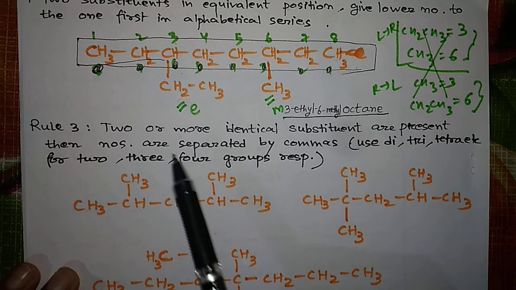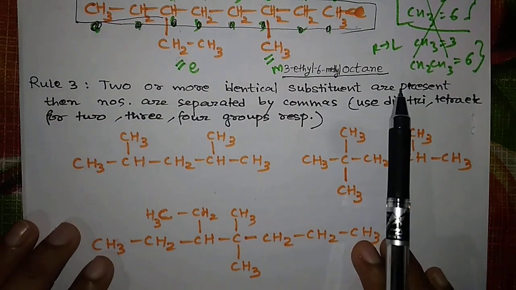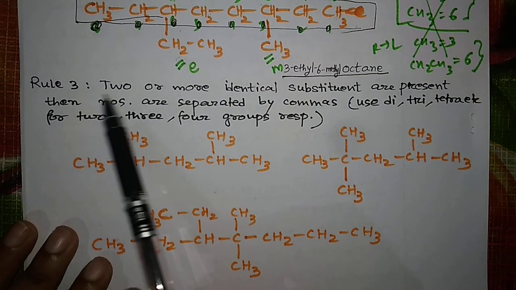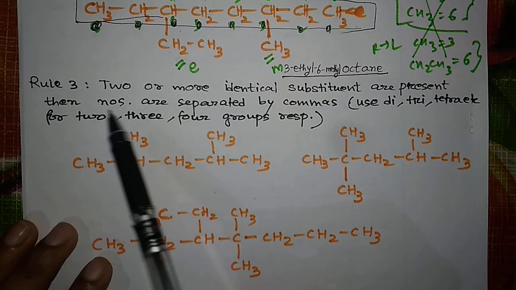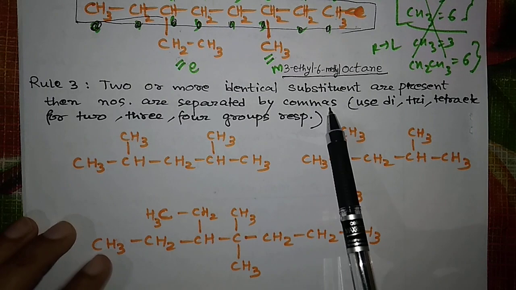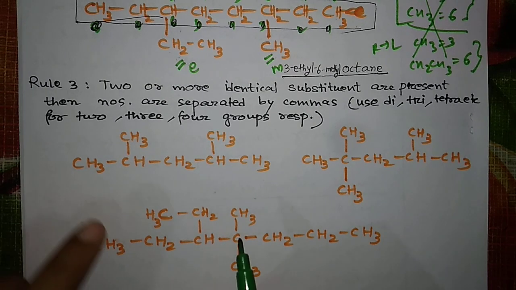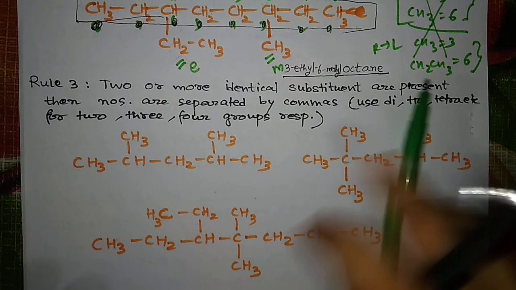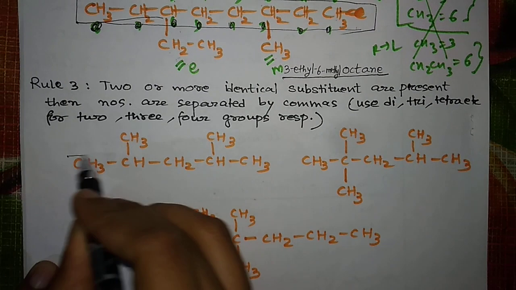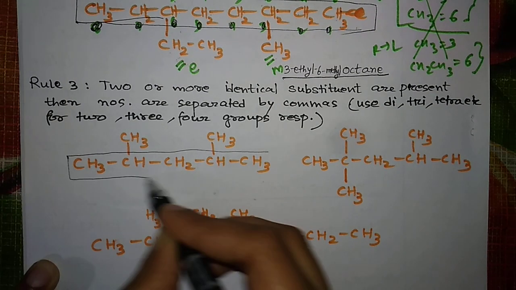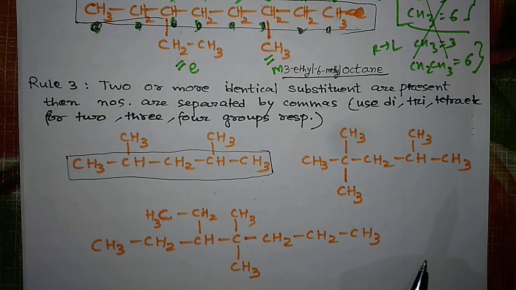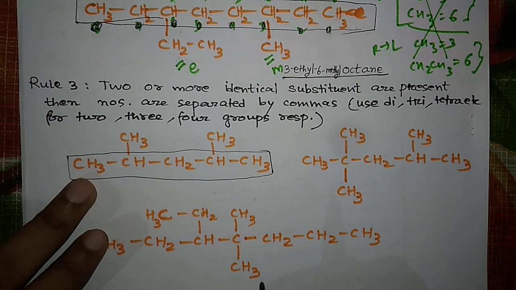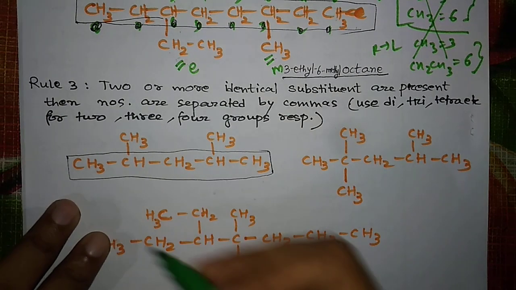Now one more thing, students, the last rule for this lecture. If 2 or more identical substituents are present, then the numbers are separated by commas, okay? Now you see in this compound, this is the parent chain, no doubt, okay? So here these examples are so easy that the parent chain is easy. Sometimes finding the parent chain becomes difficult, okay? That time you will have a problem.